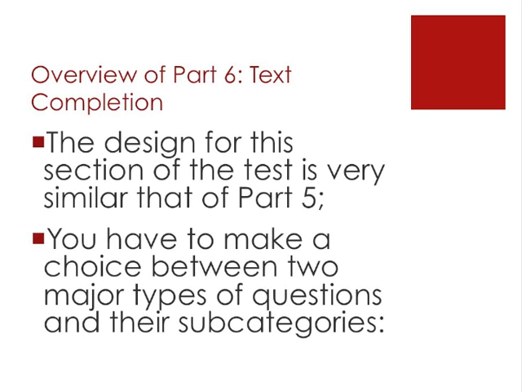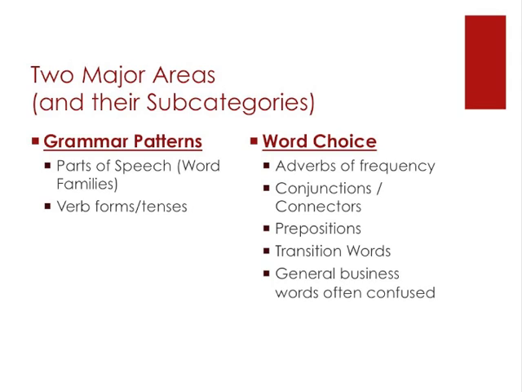You will have to make a choice between 2 major types of questions and their subcategories. The two major areas that we're looking at are what we call grammar patterns, which usually involves distinguishing among different members of word families or parts of speech, or looking specifically at forms of verbs. The other category is involving word choice, and the many different ways that people can be confused by the choices of words that we use. So again, generally the questions will involve the same part of speech, but different actual words to choose from. And there are multiple categories here where the test will try to confuse you.